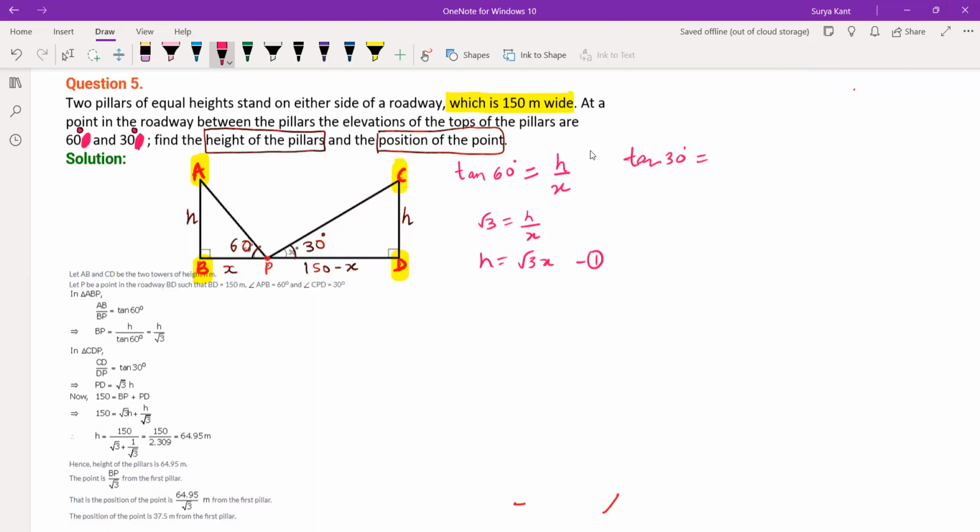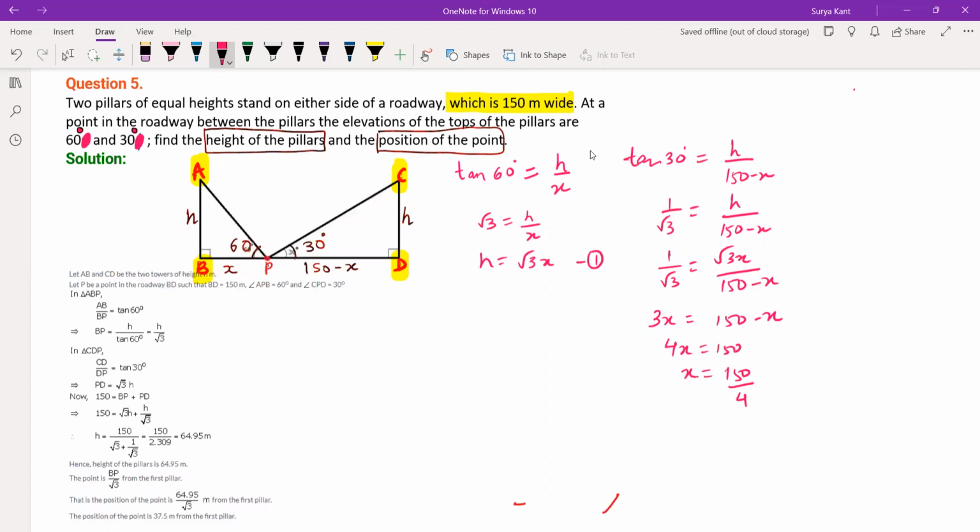So tan 30 is h by 150 minus x. So 1 by root 3 equals h by 150 minus x. Replace h with root 3x: 1 by root 3 equals root 3x divided by 150 minus x. Cross multiply: 3x equals 150 minus x. So 4x equals 150. So x equals 150 by 4, right?